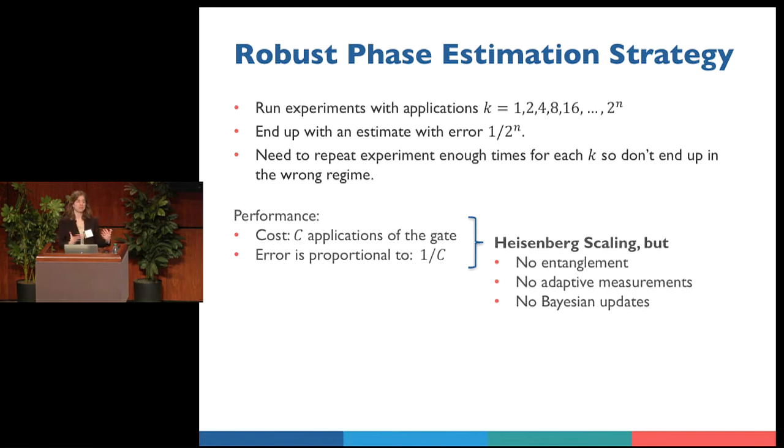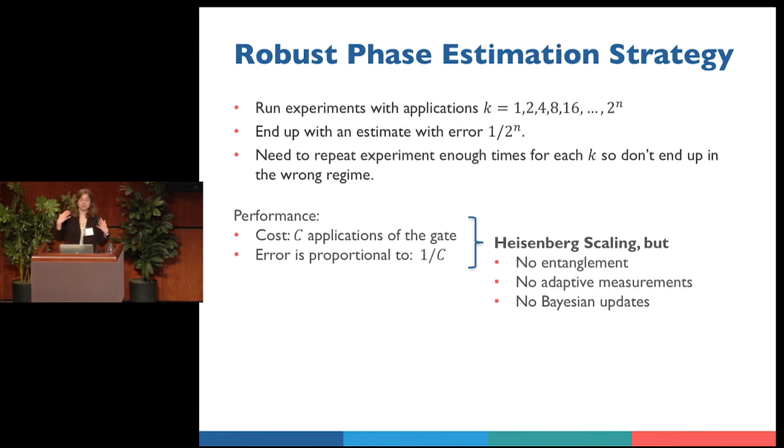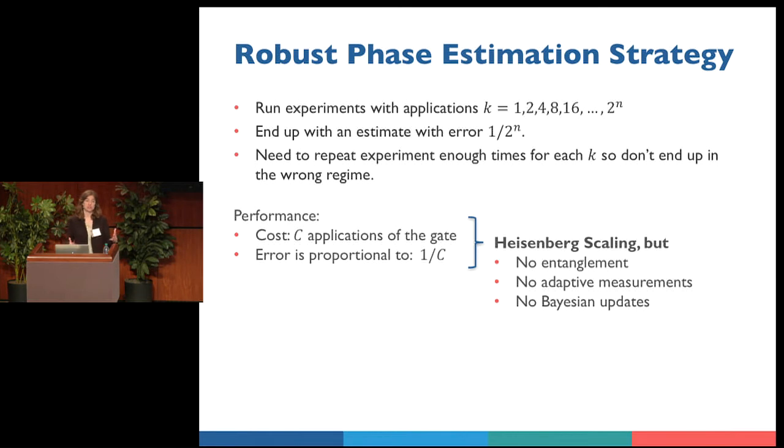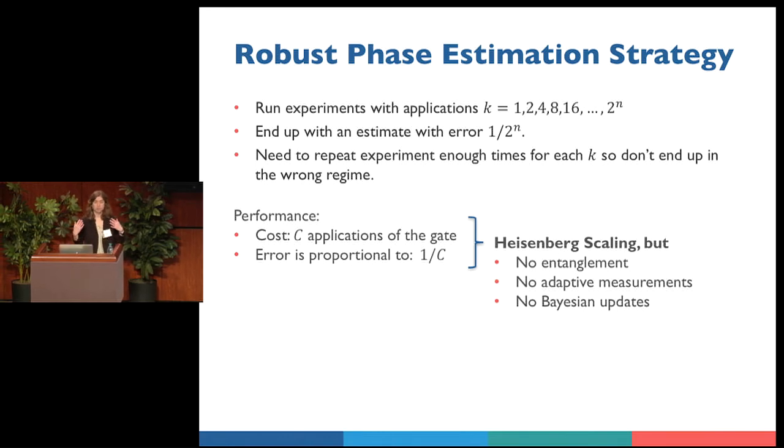We are using the gate as few times as possible to get as accurate an estimate of the rotation as possible. But it's very simple compared to lots of other situations where you talk about Heisenberg scaling. Often when people talk about Heisenberg scaling, they have to talk about entanglement or adaptive measurements or Bayesian updates. We don't use any of that. It's a deterministic, very simple, straightforward, single qubit procedure, although it can be scaled up to multi qubits.